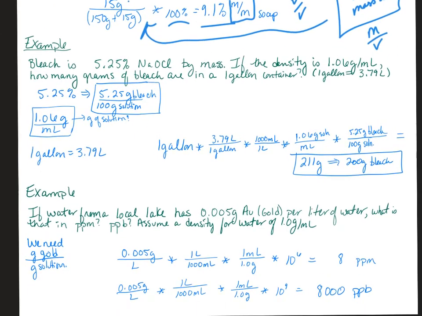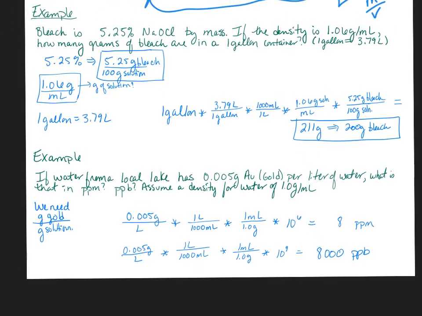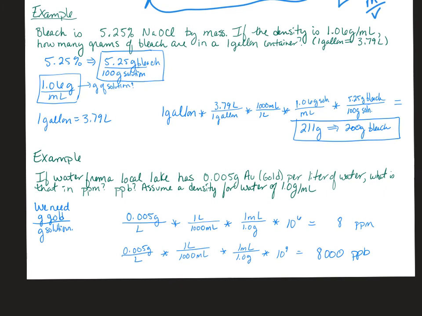Okay, good. I think I have 2 examples left here. The next one states the bleach is about 5.25% NaOCl by mass. If the density is 1.06 grams per milliliter, how many grams of bleach are in a gallon container? And it tells you that a gallon is 3.79 liters. So these are the 3 data points that we have. If we say by mass, what that's saying is mass percent.